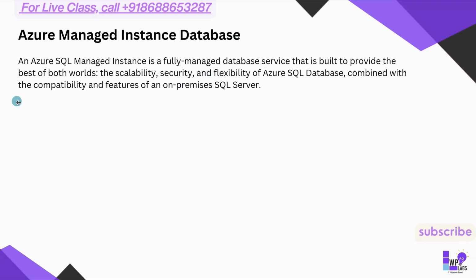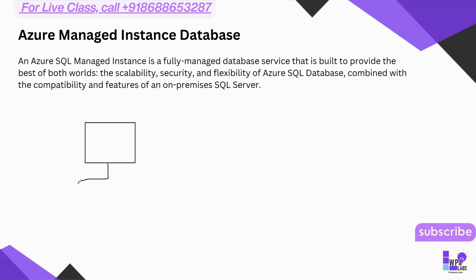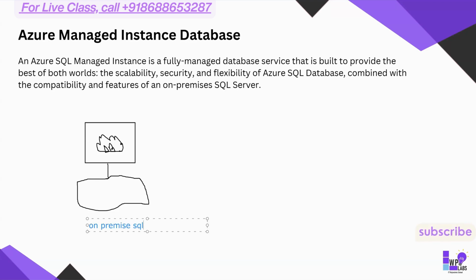If you did not understand, we will start with an example. Imagine you have a database which is running on your physical server. This will be my physical server, and this will be my database. So this will be my on-premises SQL Server, a database which is running in my system. I'm going to term it as on-premises SQL Server.